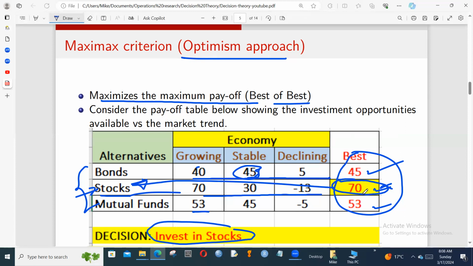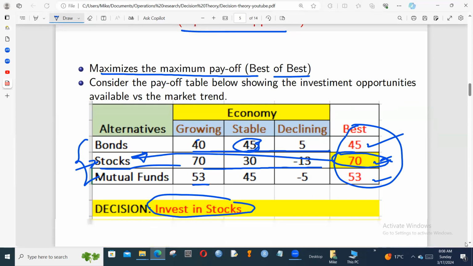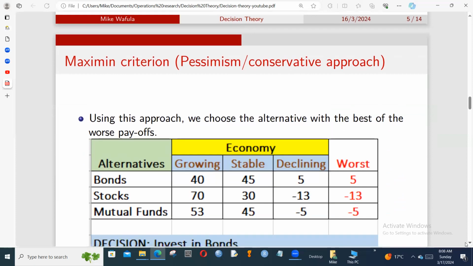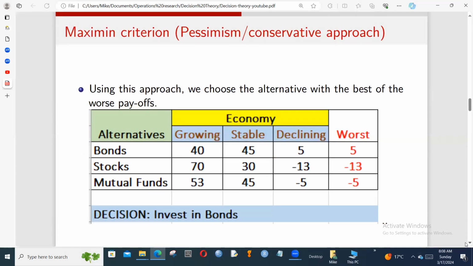We talk of optimistic; they only look at the best scenarios. Now, we look at the opposite guy, who is a Maximin. With Maximin, we talk of a pessimistic or a conservative approach. These are people who fear making losses. And so for such people, they look at the worst scenarios. So for each investment opportunity, they look at the worst scenario. Bonds, the worst scenario is when it's fetching you five, let's say dollars. And stocks, the worst scenario is when it's giving you a loss of negative 13. And mutual funds is when it's giving you negative 5.